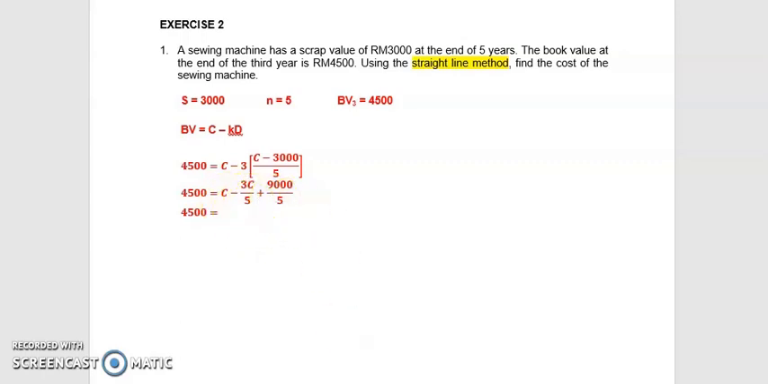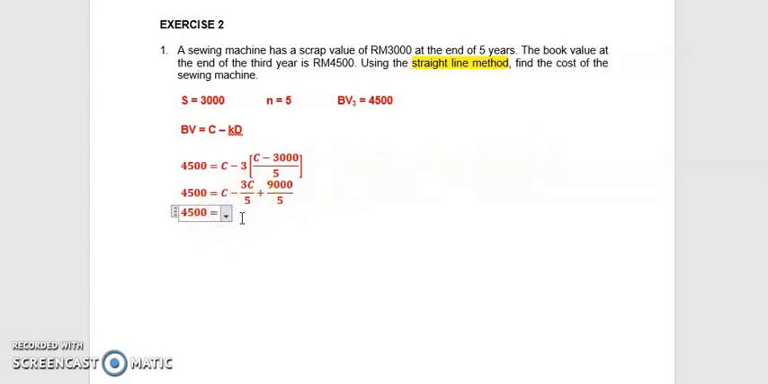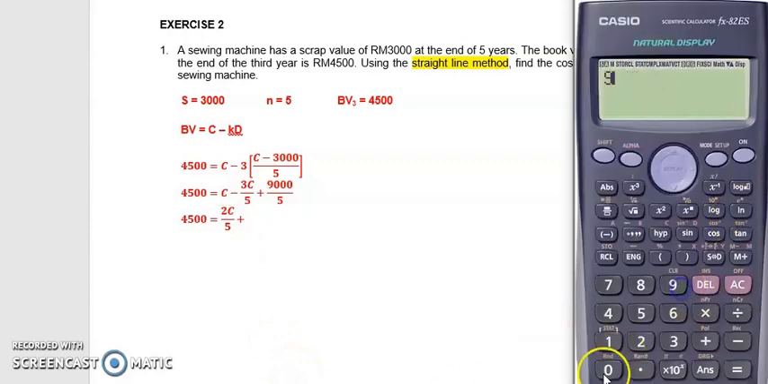So how to calculate this one? So you just press your calculator like this. C means 1C, so 1 minus 3C over 5. So we press 3 over 5 here. Okay, then we get 2 over 5C, okay? Plus 9,000 divided by 5 is 1,800.